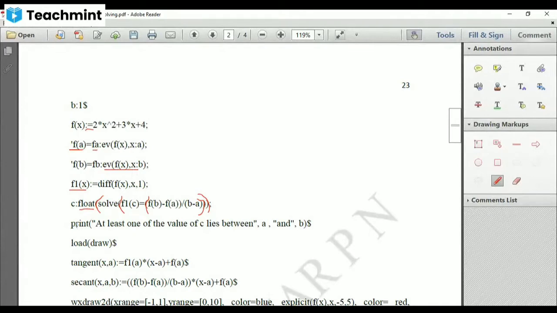Since the c value exists, print within double apostrophe "at least one value of c lies between", close the apostrophe, comma, a, because we have an a value, we can display that. That's why we are not using apostrophe here, comma, double apostrophe and double apostrophe, comma, b. We have the b value, that will also be displayed. So this gives you up to here the c value and the conclusion that there exists at least one value of c lying in between this.